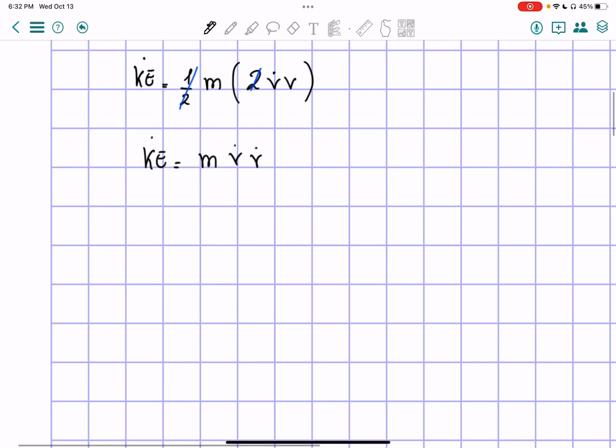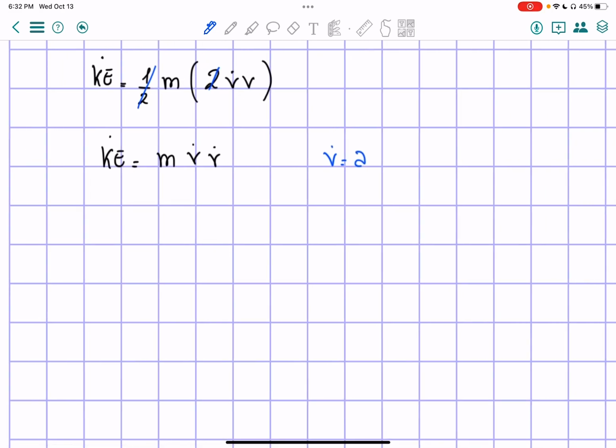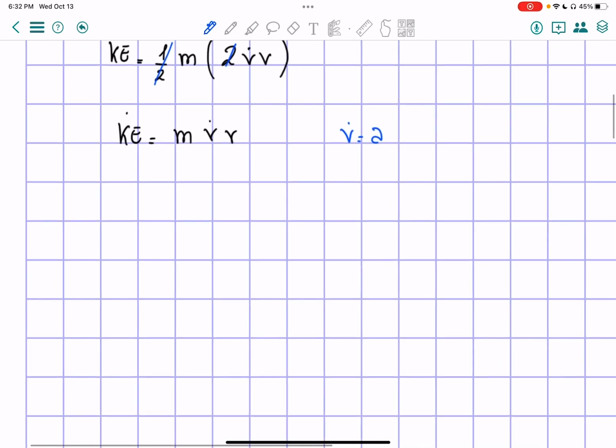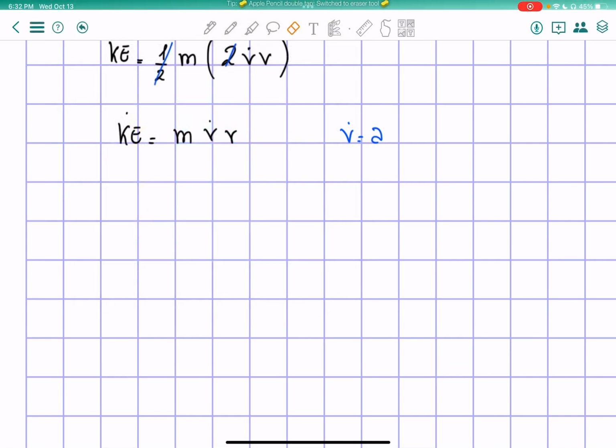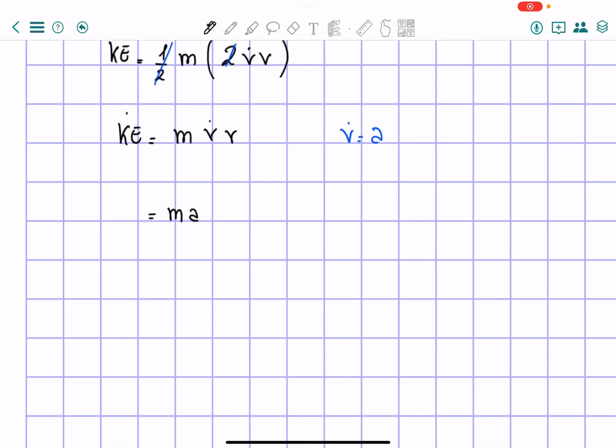But we know that in our case, v dot is equal to acceleration. This means that instead of writing v dot, we can write a. So let's rewrite it the same way. We have m times a times v, and that's the derivative.